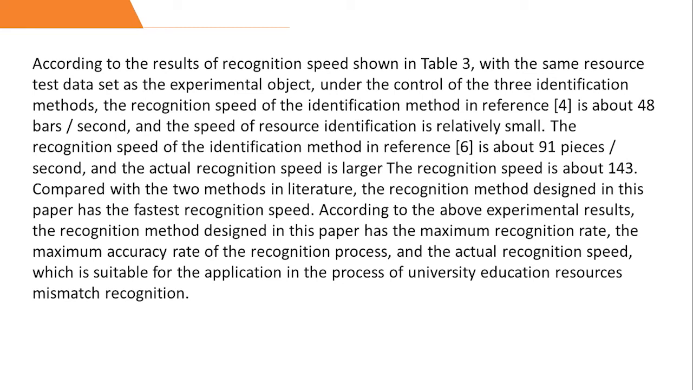The recognition speed of the identification method in reference 6 is about 91 pieces per second, and the actual recognition speed is larger. The recognition speed of the proposed method is about 143. Compared with the two methods in the literature, the recognition method designed in this paper has the fastest recognition speed. According to the above experiment results, the recognition method designed in this paper has the maximum recognition rate, the maximum accuracy rate of the recognition process, and the fastest actual recognition speed, which is suitable for the application in the process of university education resources mismatch recognition.